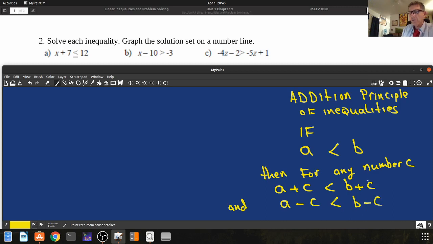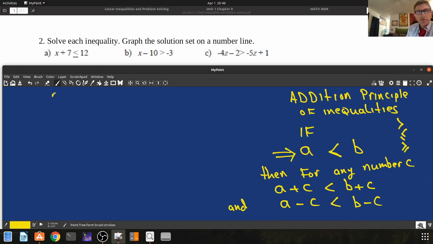So what I'm telling you here is that if you have an inequality, you can add the same number to both sides, or you can subtract the same number from both sides. In this inequality, I can replace this sign, which is less than, with greater than, less than or equal to, or greater than or equal to, and the principle holds. So that's pretty much going to be the principle that we're going to use to solve these.